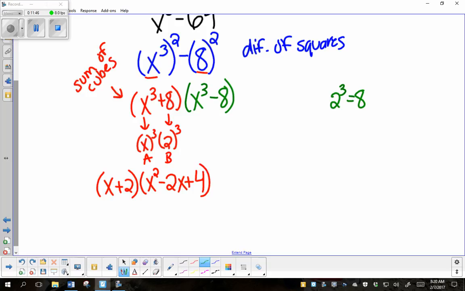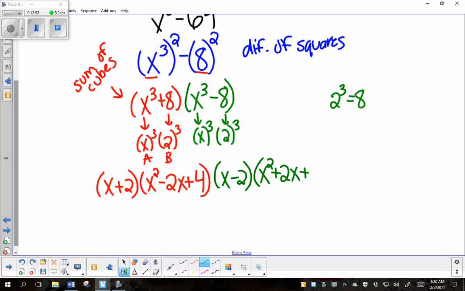Now let's factor the green one. That's a difference of cubes. So this is x cubed and 2 cubed. So this is going to become x minus 2, because on a difference of cubes I have a minus in the beginning. And then x squared plus 2x plus 4. The 4 came from 2 squared because you square b, and b is 2. This is a, this is b. So I'm just using that formula.